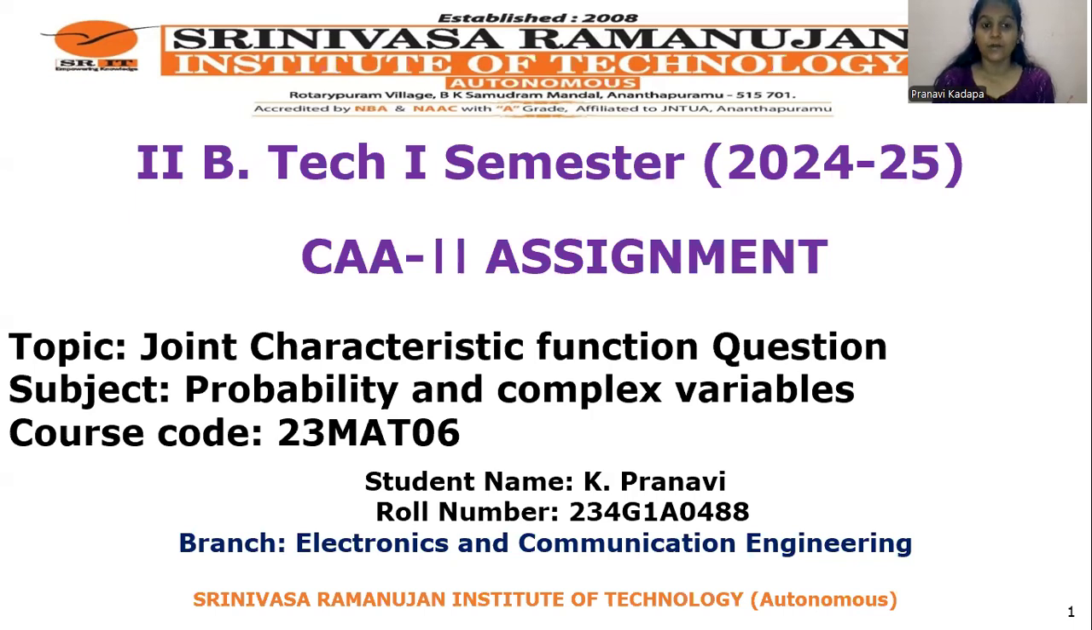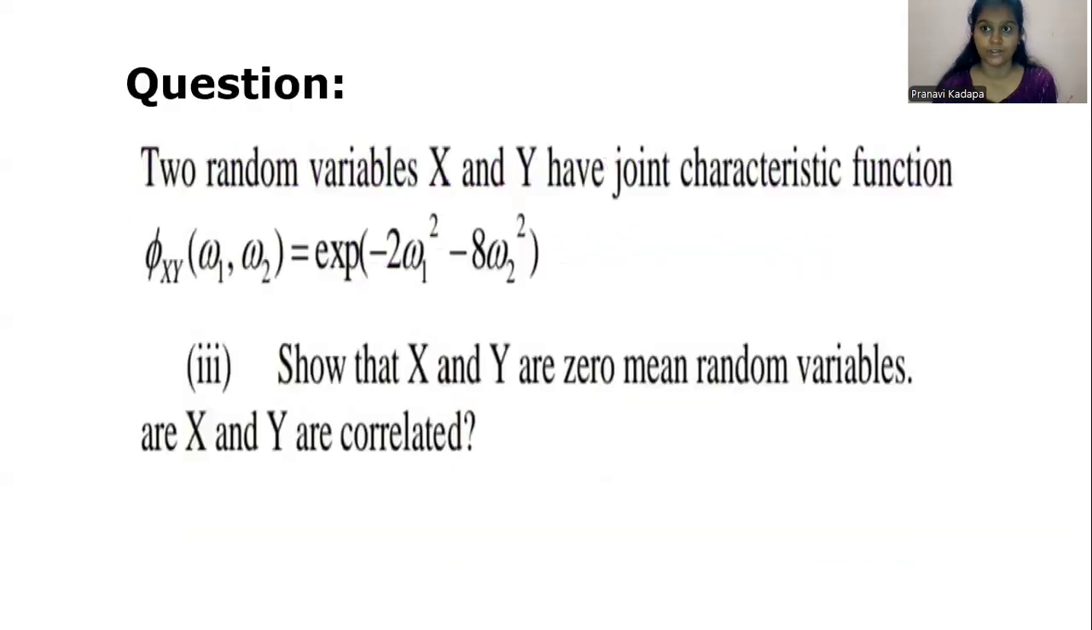And my topic in probability and complex variables is the joint characteristic function question. Let's see what is the question. Two random variables X and Y have joint characteristic function phi X,Y of omega 1, omega 2 equal to exponential of minus 2 omega 1 squared minus 8 omega 2 squared. Show that X and Y are zero mean random variables and whether X and Y are correlated.